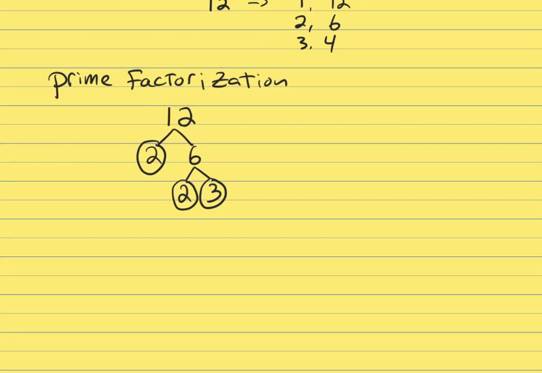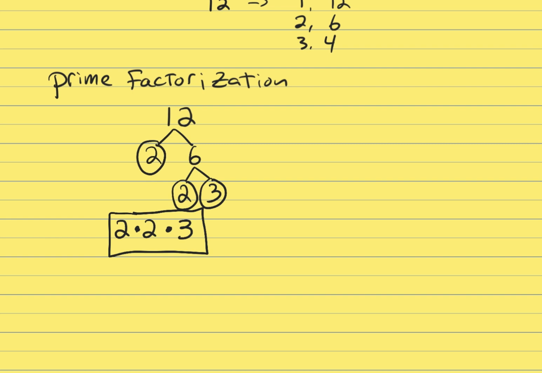So I can rewrite this in what we call expanded form. Expanded form is just taking all of the numbers that I have circled and writing them down and multiplying them all together. And if I do this, 2 times 2 is 4. 4 times 3 is 12. I get back to my original number. That's called expanded form. That's one way to write them.